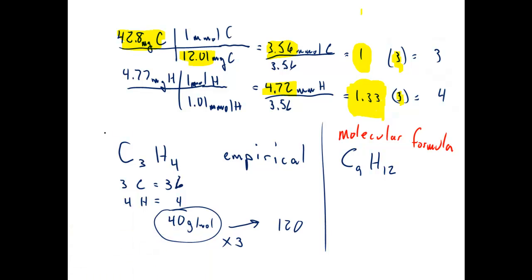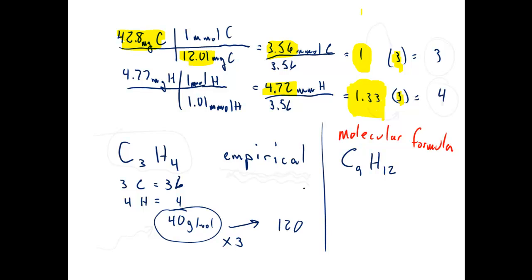So we can now write the molar mass. 3 carbons for every 4. Let's try that again. We can now write the empirical formula of 3 carbons for every 4 hydrogens. And that goes on to give us the molar mass of 40 grams per mole. 40 grams per mole is the molar mass of the empirical formula.